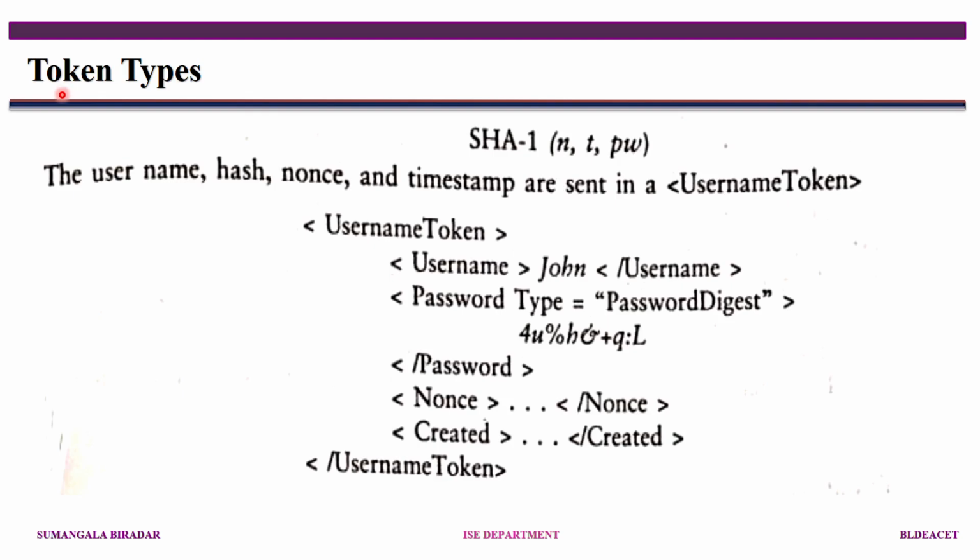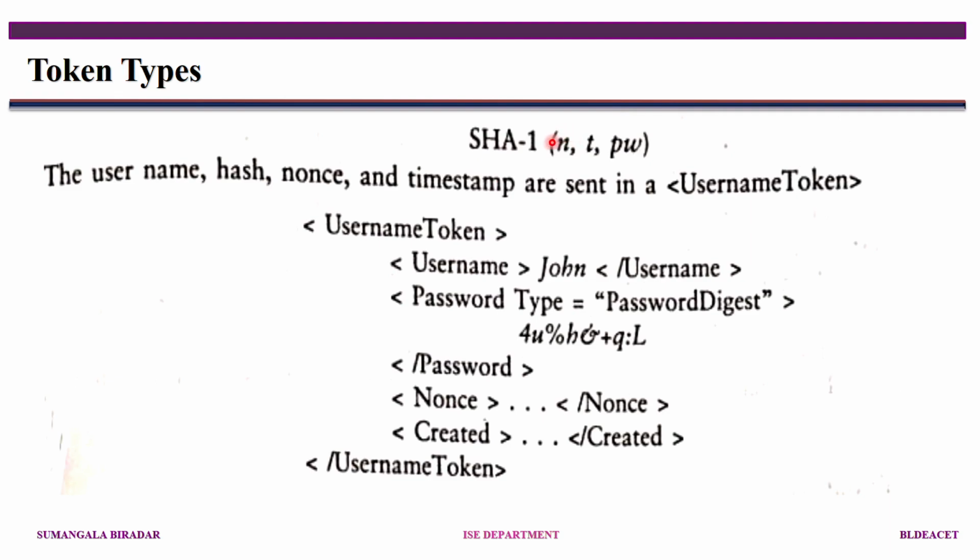Token. Now this is one of the security tokens. This is the username token, one example. Like that you have so many tokens to provide security for web services. Among those, one is the username token. This username token contains what? Name of the user, password, nonce, timestamp. So here N indicates the nonce, T indicates the timestamp, and PW is the password.